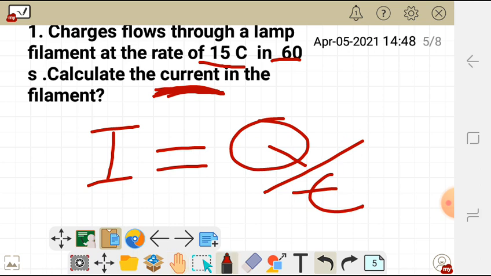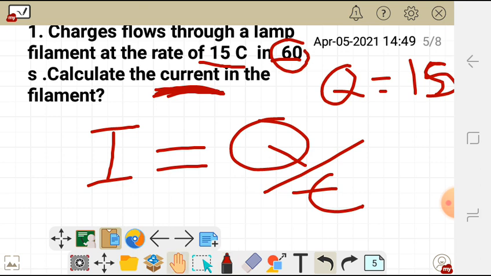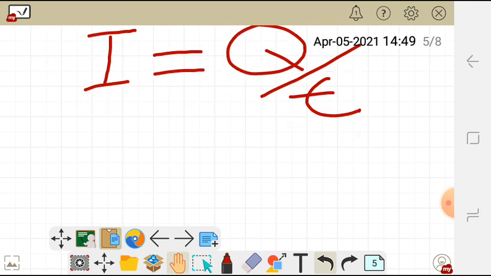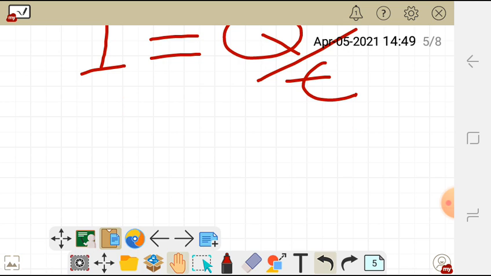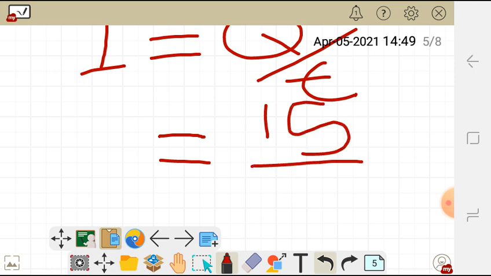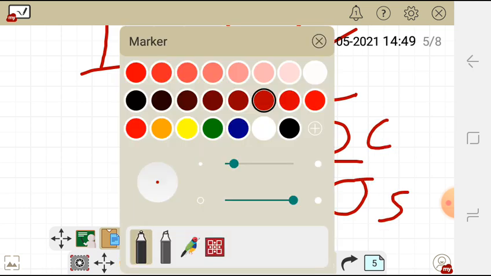Now let's go back to our question and see what we have been given. In the question we have 15 coulombs, which is Q. So our Q is equal to 15. But what of our T? Our T is the 60 seconds which is there. We are going to replace the variables with the numbers we have been given in the question. So we say Q, which is 15, divided by 60 seconds. These are coulombs, these are seconds. Let's see what we are going to get here.